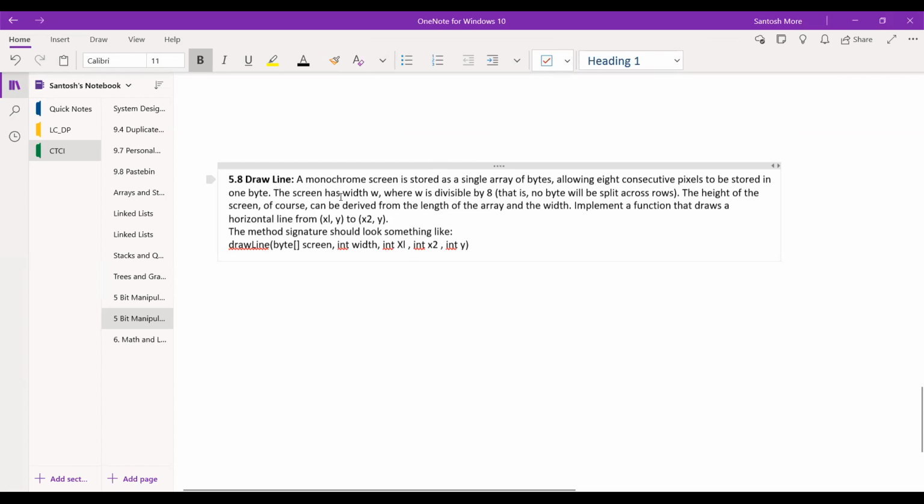Okay, and the screen has a width W, which is always divisible by 8. That is, no byte will be split across rows. The height of the screen will be derived from the length of the array and the width. Then they are asking us to implement a function that draws a horizontal line from (x1, y) to (x2, y). In this case, y is constant, the same for both, but we have x1 and x2. So it will be a horizontal line that we need to draw.